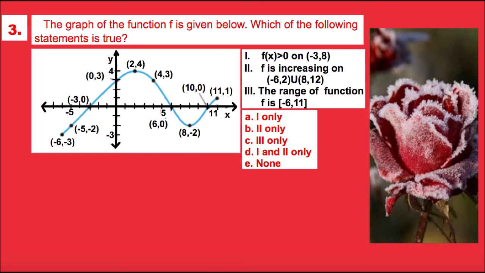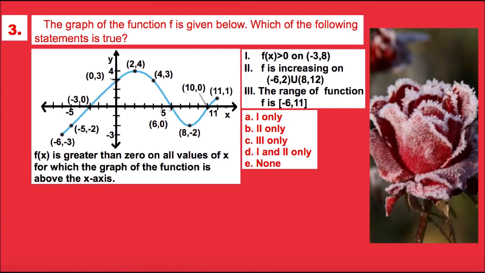The graph of the function f is given below. Which of the following statements is true? Statement 1: f(x) > 0 on (-3, 8). Statement 2: f is increasing on the open interval (-6, 2) united with the open interval (8, 12). And statement 3: the range of the function f is the closed interval [-6, 11].